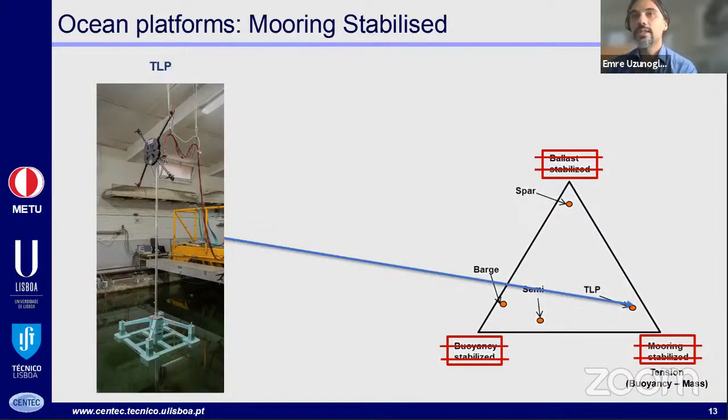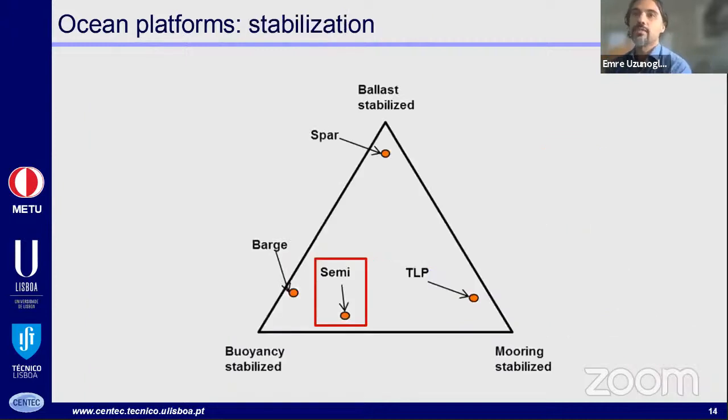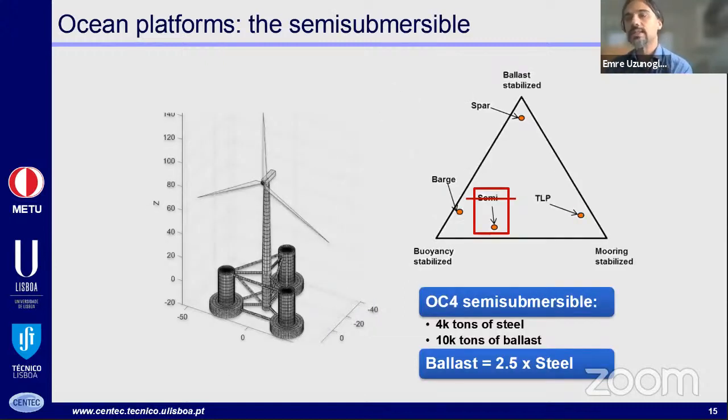And there's finally the semi-submersible. This is a work from 2014, for example, trying to classify the semi-submersible. You can see that it has been placed somewhere between buoyancy and mooring stabilized. But let's take a look at a real design, an existing design. This is the OC4 semi-submersible that you see on the left. It has 4 tons of steel and 10 tons of ballast. So apparently it does rely on ballast. It is 2.5 times the mass of the hull structure.